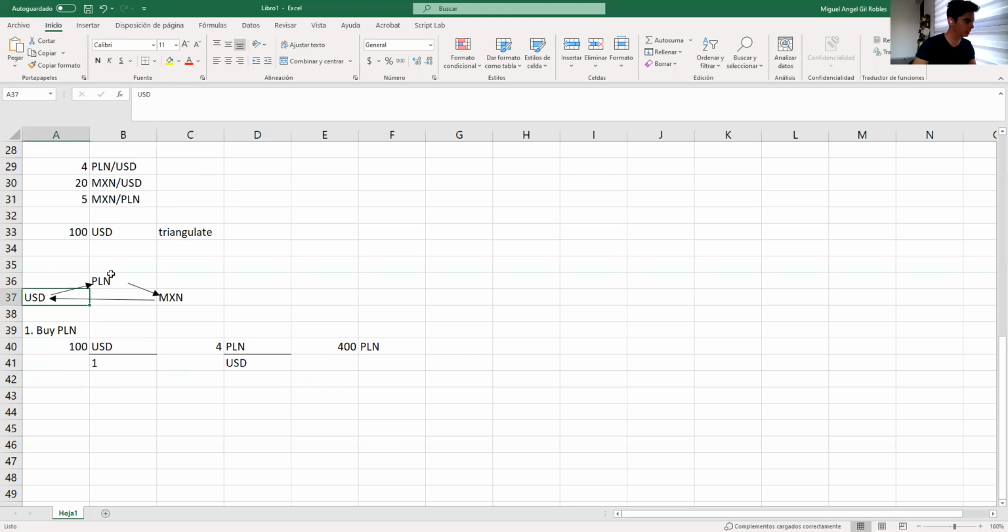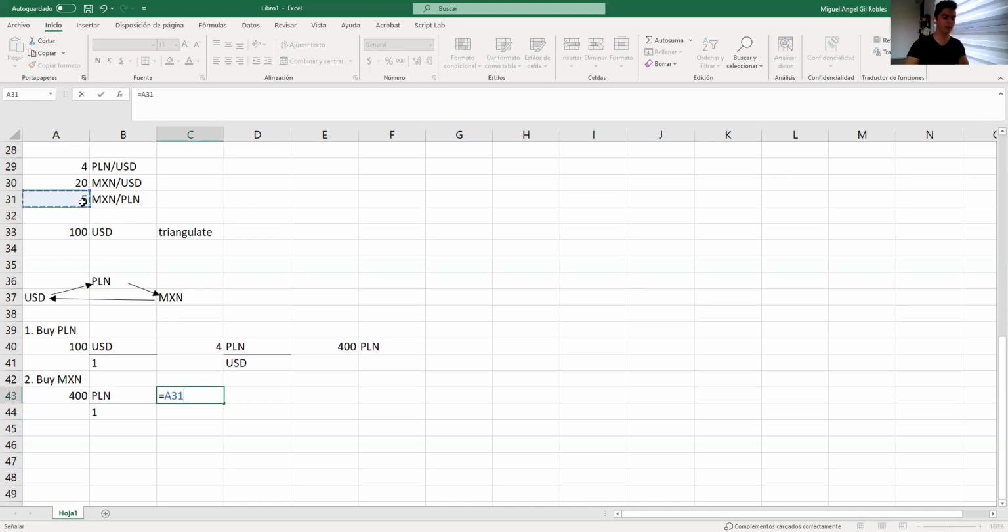So I am done until here. I moved from here to here. There are 2 more steps. The second step is to buy pesos. Now I have 400 Polish zloty. Then I need to write the exchange rate for Polish zloty and pesos. You always have to be careful in every step about taking the right exchange rate. In this case, the exchange rate will be 5, the one that we just calculated, 5 pesos over zloty.